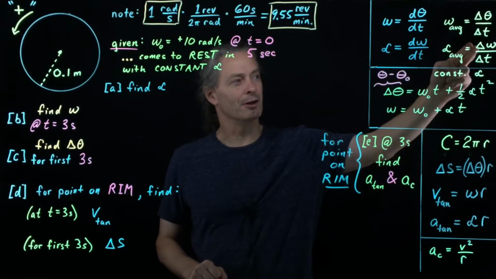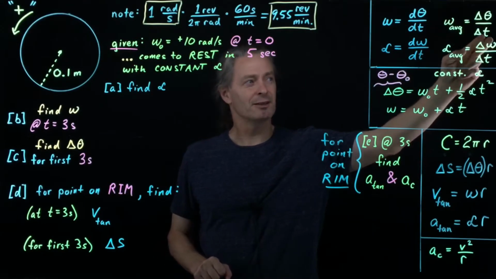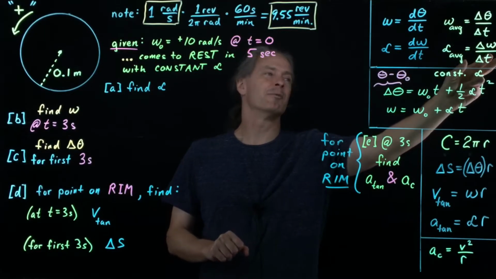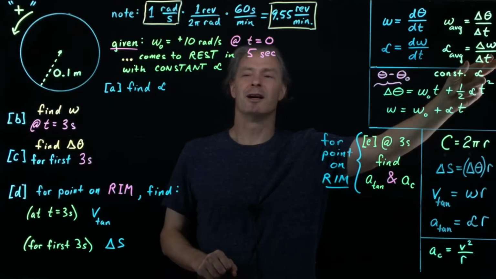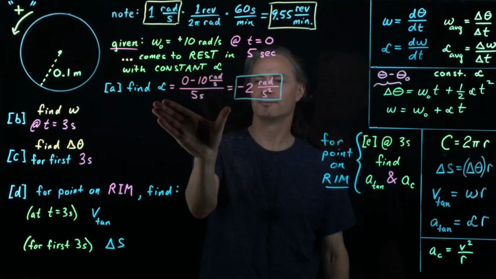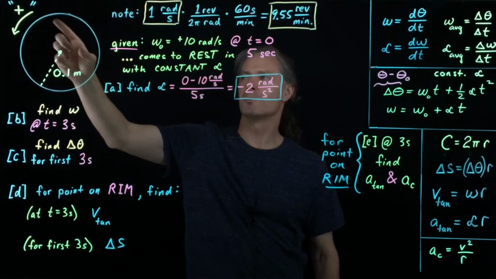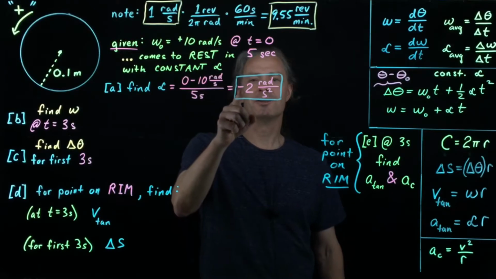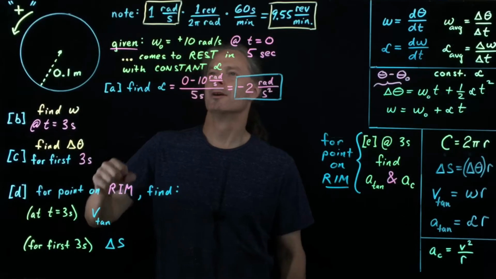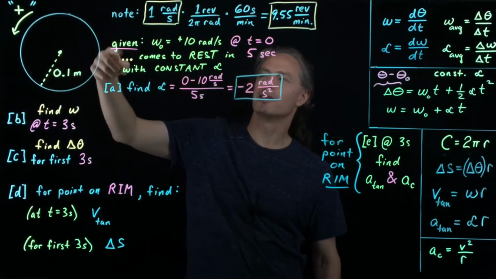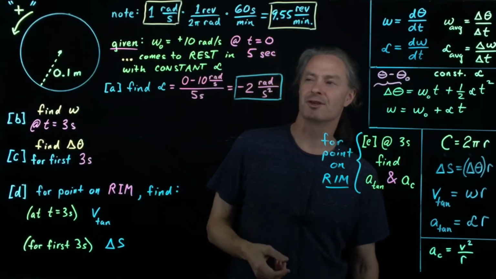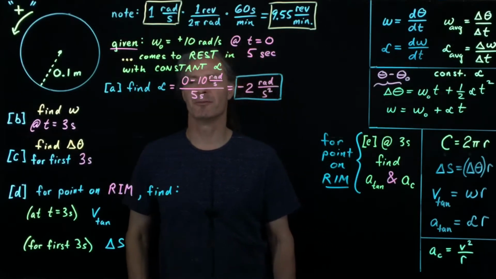So we're going to have 0 minus 10 radians per second, giving us negative 10 radians per second in the numerator, dividing by an elapsed time of 5 seconds in the denominator. And that's going to give us negative 2 radians per second squared. Since counterclockwise was our positive angular direction, this negative sign indicates an angular acceleration opposite that, or clockwise. Given this initial counterclockwise angular velocity, this clockwise angular acceleration will slow the disk down. So that's all consistent with our given information.